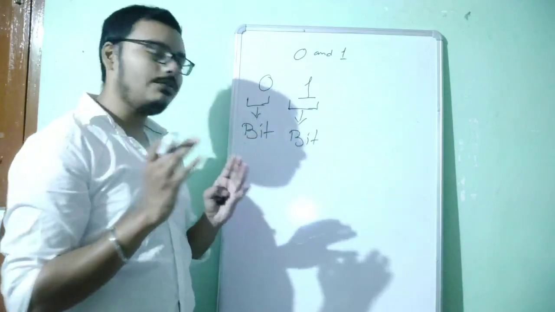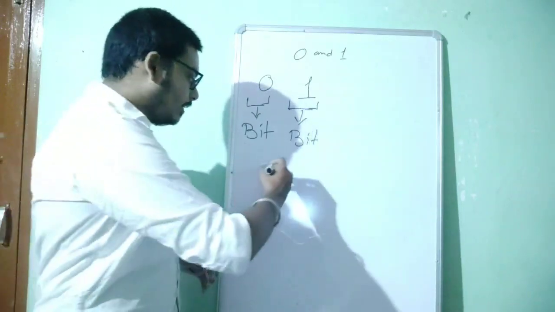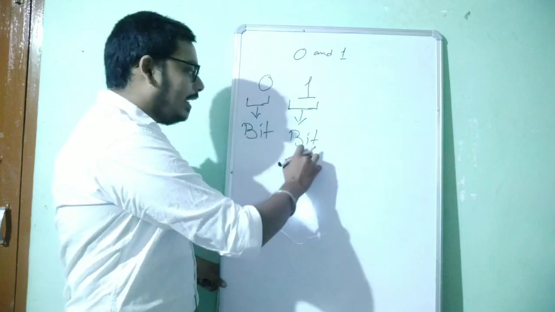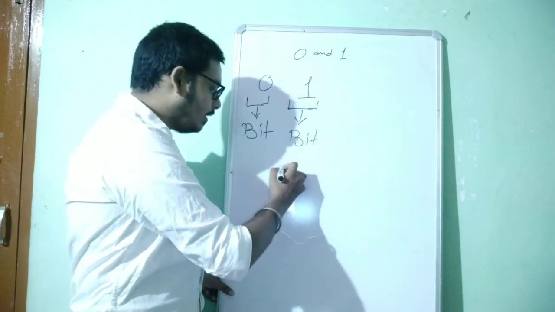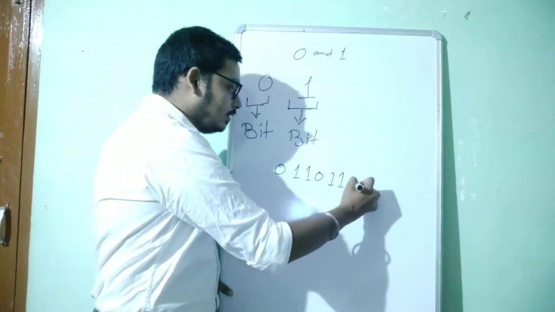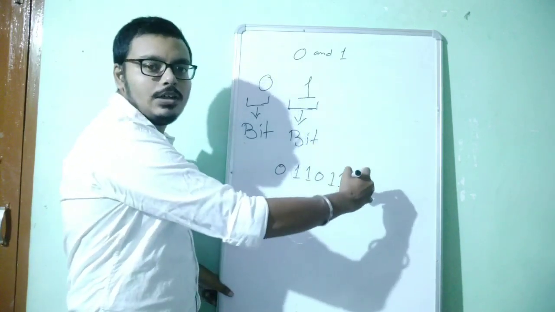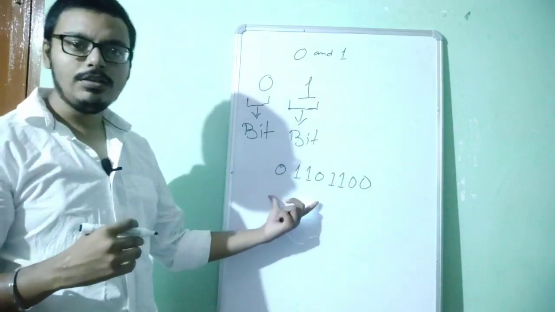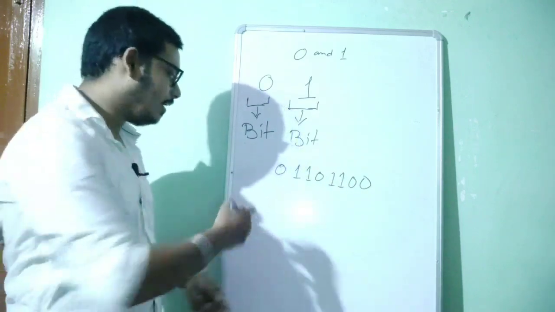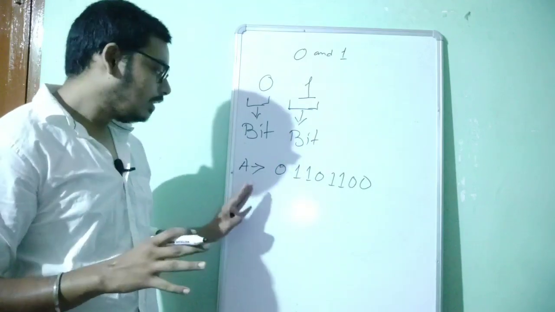So a meaningful piece of information, if I want to store it in a computer, I need to combine 8 bits in some way. You can say 0, 1, 1, 0, 1, 1, 0, 0. So this is 8 bits. All right, so this will represent one piece of information, any information. Say it is representing A, let us consider it as an example.